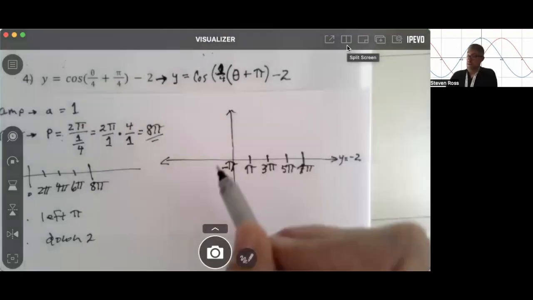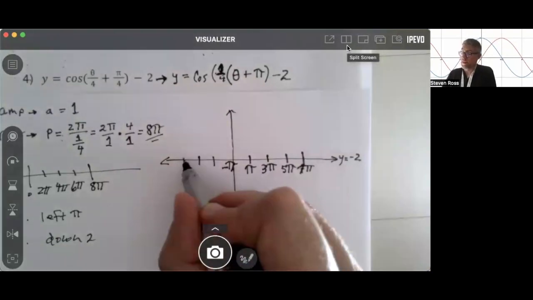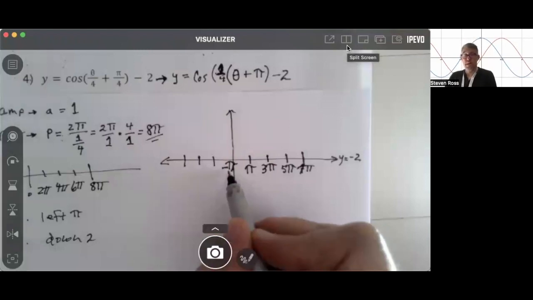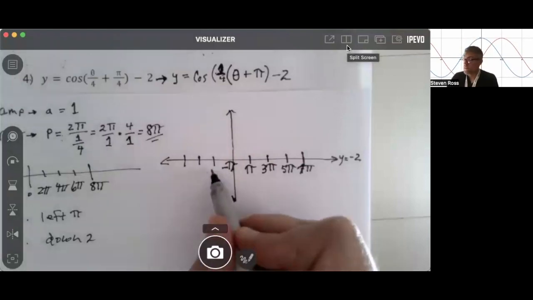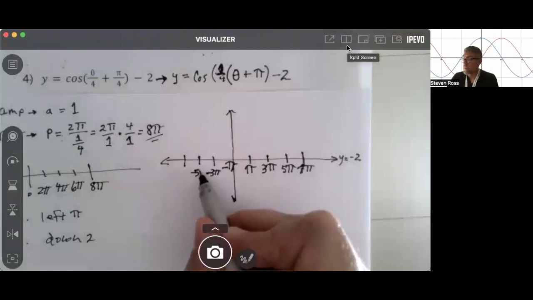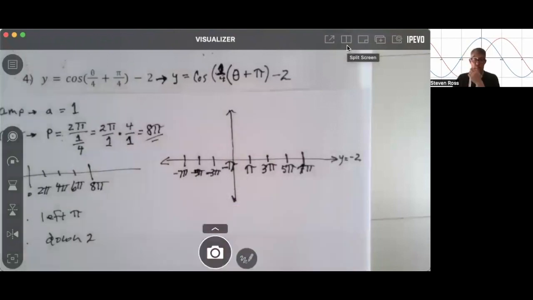And what's next? Let's go to the left a little bit as well. Negative pi and minus 2 pi is negative 3 pi. Negative 3 pi. Negative 5 pi. Negative 7 pi.